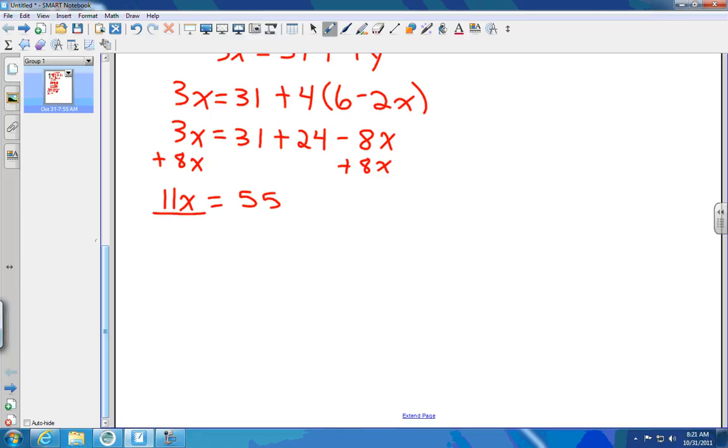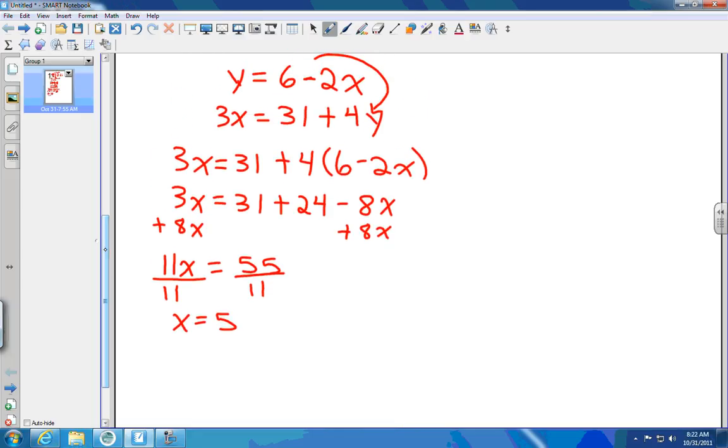So what do we get for x? X equals 5. So now when we get our y then, plug it back in, probably the one that's already solved for y. Would seem to be the best way to do that. So y equals 6 minus 2 times 5. So y then is -4.